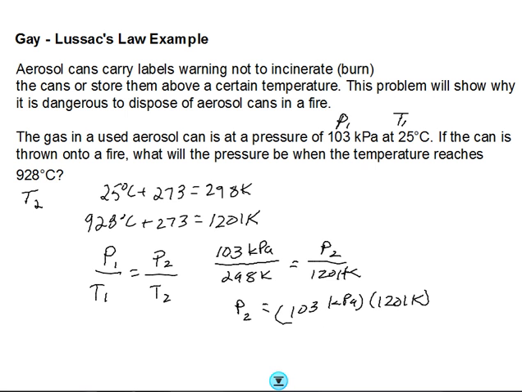And we're going to divide that by 298 Kelvin. And the unit should cancel out of kelvins, and we're left with the unit of kilopascals, which is the unit of pressure, and that's what I need. So P2 equals, let's see, how many sig figs do we have? Two sig figs. Okay, so we get about 415, which with 2 sig figs, we're going to say 420. So we have 420 kilopascals.